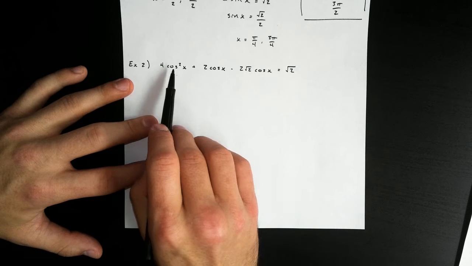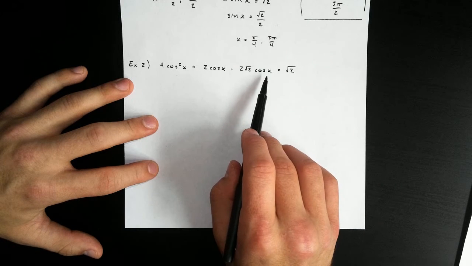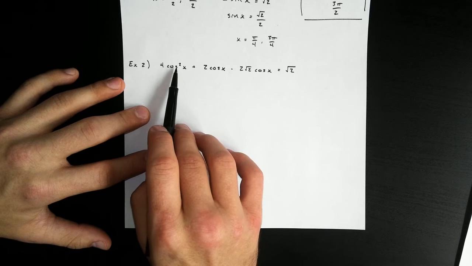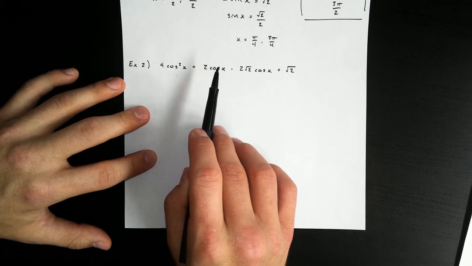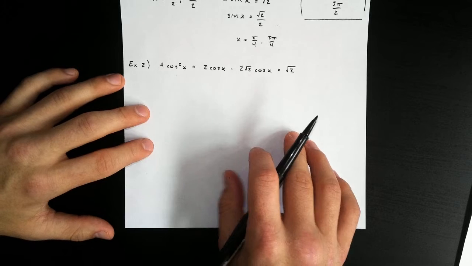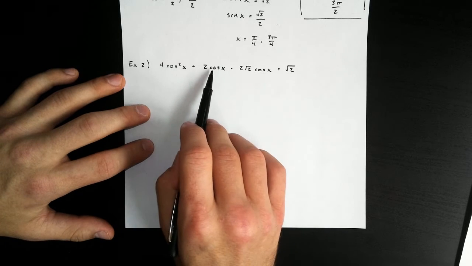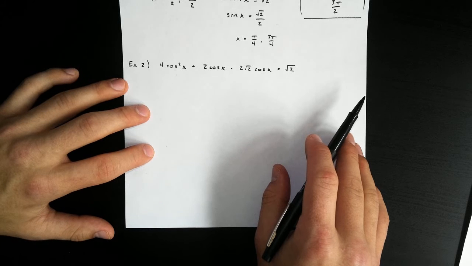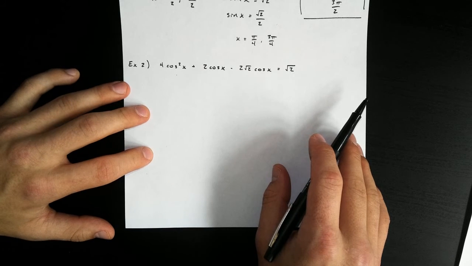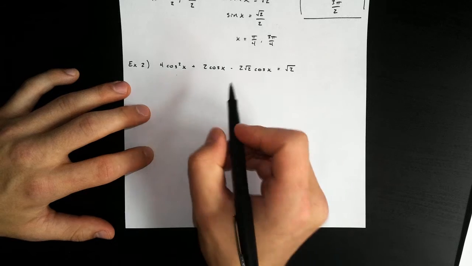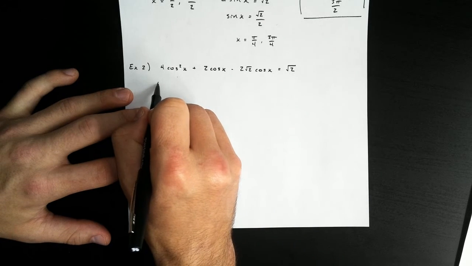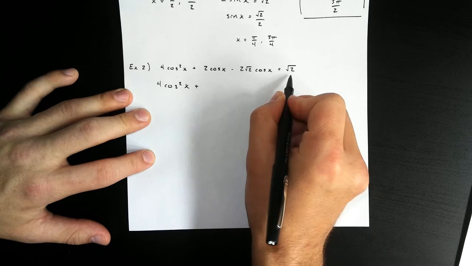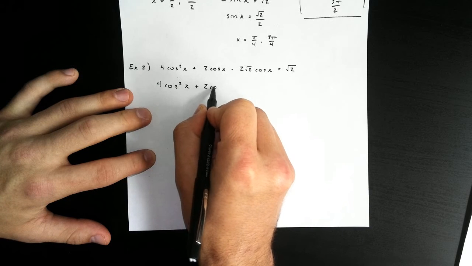So in this example, this is all cosines. However, we have cosine squared and we also have cosine to the first. So because they're different degrees, we can't just simply combine everything together. So we are going to have to factor in this case as well. So the first thing is I do want to get this set equal to 0. So to do that, all I'm going to do is subtract the square root of 2 from both sides.